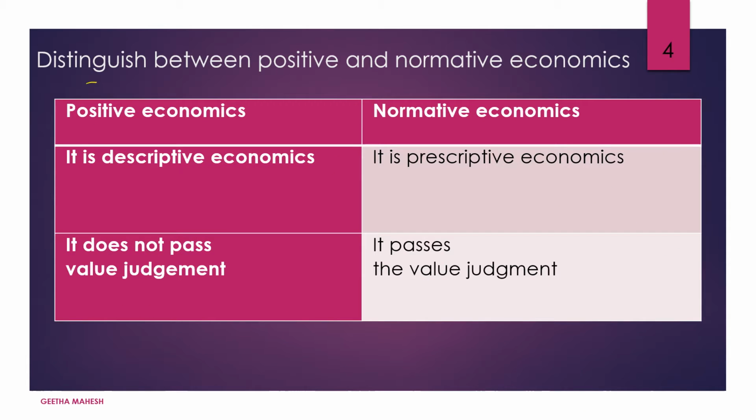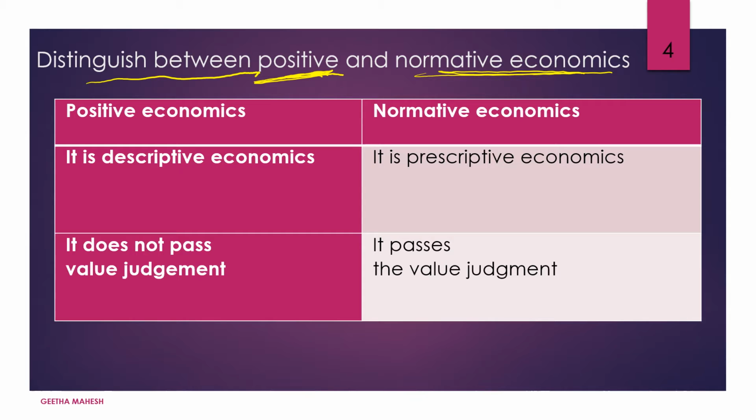Next question, distinguish between positive and normative economics. As we know, positive economics deals with things as they are. So, positive economics deals with what was and what is in a given set of circumstances. But normative economics deals with what ought to be, how it should be, not only the present situation, even it expresses the future, how an economy should be in the future.